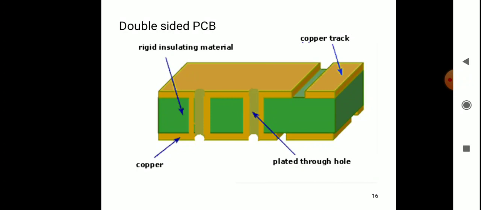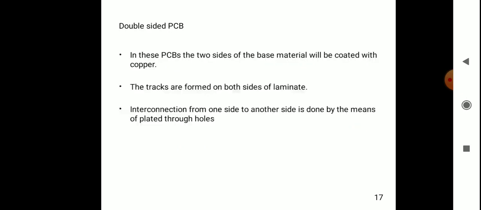You can see the double sided PCB. Here we have copper tracks on both sides. You can see rigid insulating material, copper track, copper plated through hole. You can see what a double sided PCB has. In these PCBs, the two sides of the base material are coated with copper. The tracks are formed on both sides of the laminate.